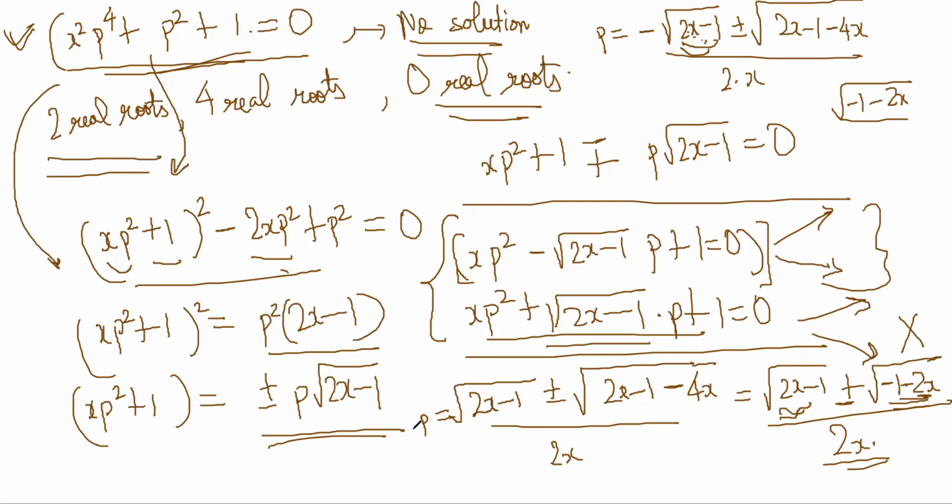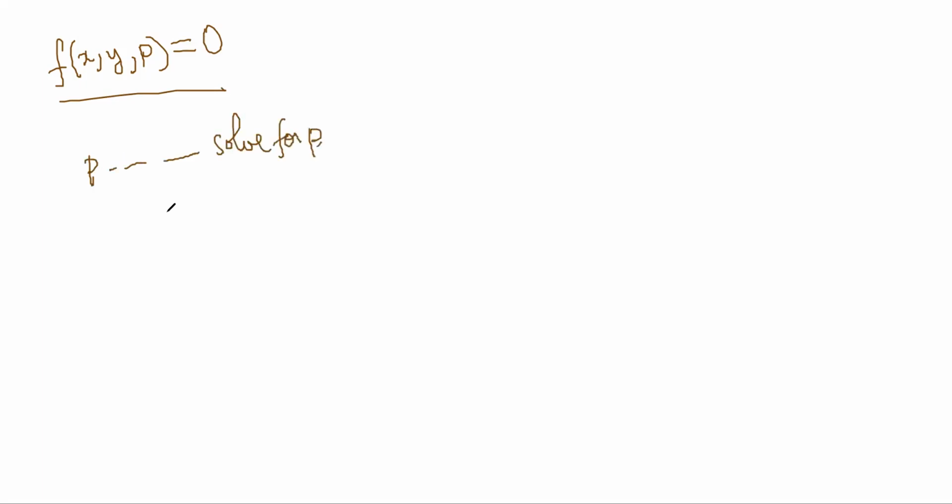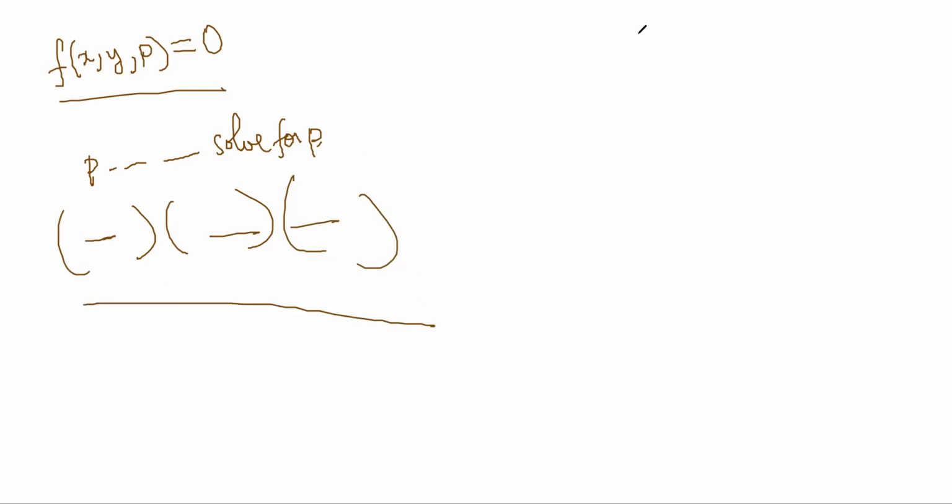So the main thing here is that you could have f of x, y, p like this. If it is possible to solve for p, then it is solved for p, and each root you write as a solution. Solve each differential equation and write the overall solution as the product of solutions. Sometimes, however, it might be more convenient to solve for y or solve for x.